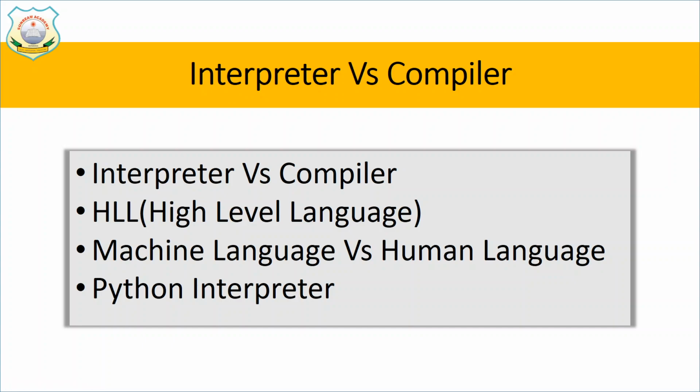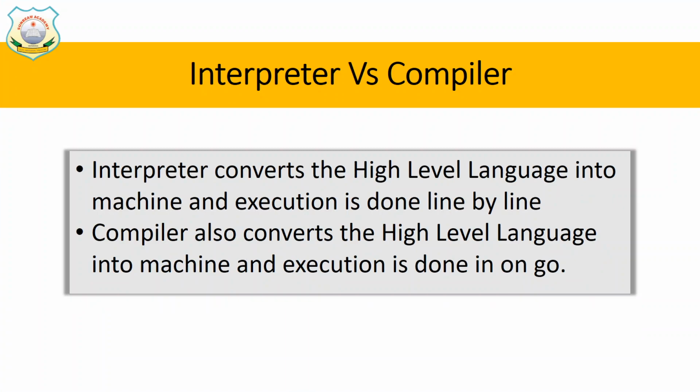Okay, so if I move forward, interpreter versus compiler. So interpreter converts a high level language into machine language, and the execution is done line by line. Now this is the theory part, isn't it? Now we will understand what exactly this means, what do you mean by line by line.